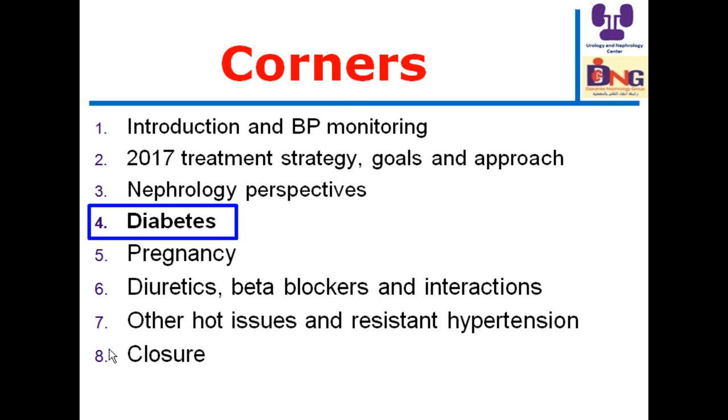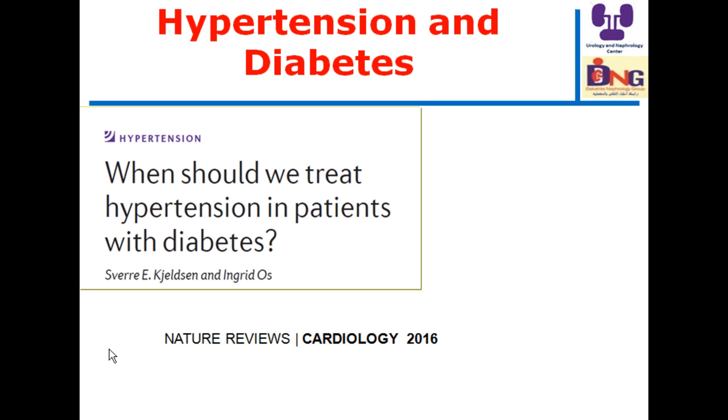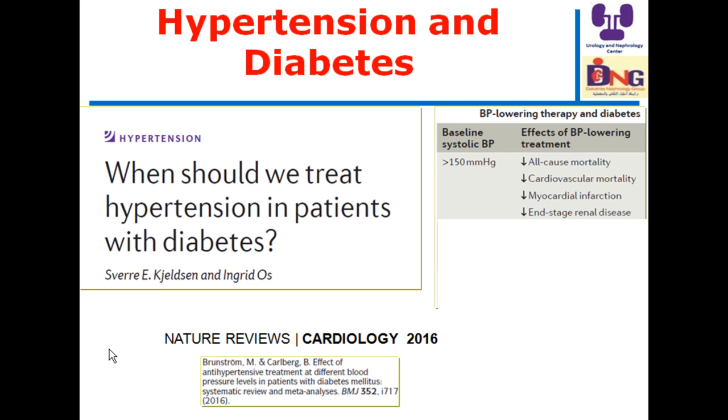The fourth gate is diabetes and hypertension. This is one of the interesting reviews showing that if we treat systolic blood pressure which is above 150 by antihypertensive treatment in a diabetic patient, this will be associated with reduction of all-cause mortality, reduction in cardiovascular mortality, reduction in myocardial infarction and end-stage renal disease.